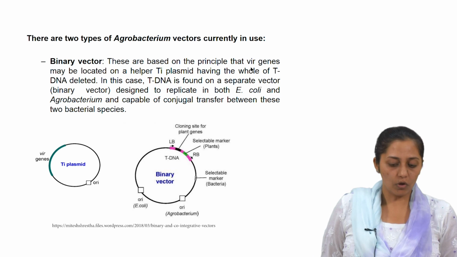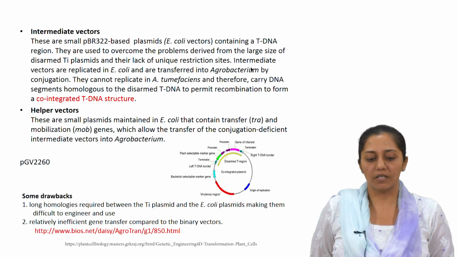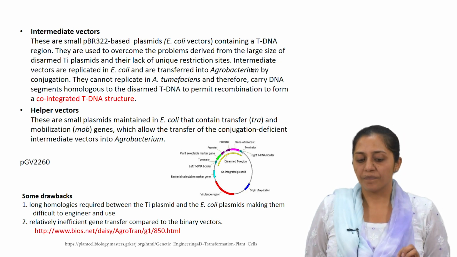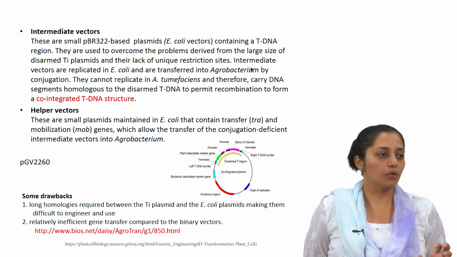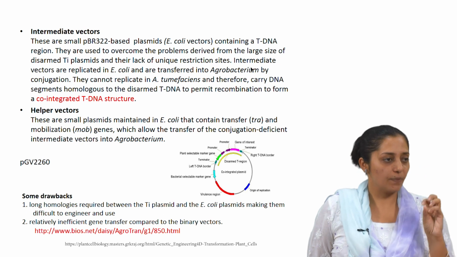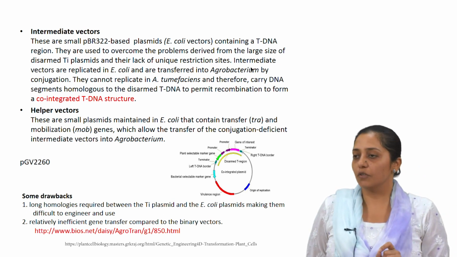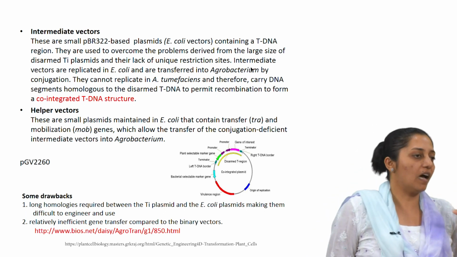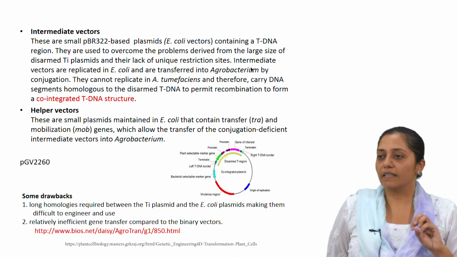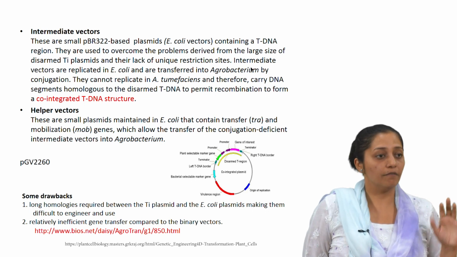I was also talking about other vectors which can be used for genetic transformation in plant cells. These are intermediate vectors. For example, pBR322, which you will hear about if you work in this area. These are smaller vectors in E. coli which contain the T-DNA, and they are used to overcome the problems because of the large size of the Ti plasmid.